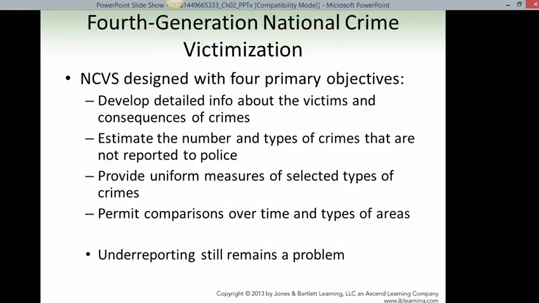The NCVS was designed with 4 primary objectives: develop detailed information about the victims and consequences of crimes; estimate the number and types of crimes that are not reported to the police; provide uniform measures of selected types of crimes; and permit comparisons over time and types of areas. Underreporting still remains a problem.